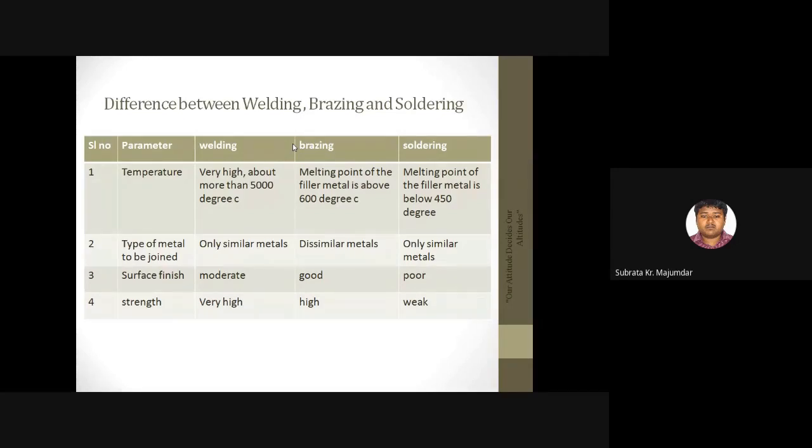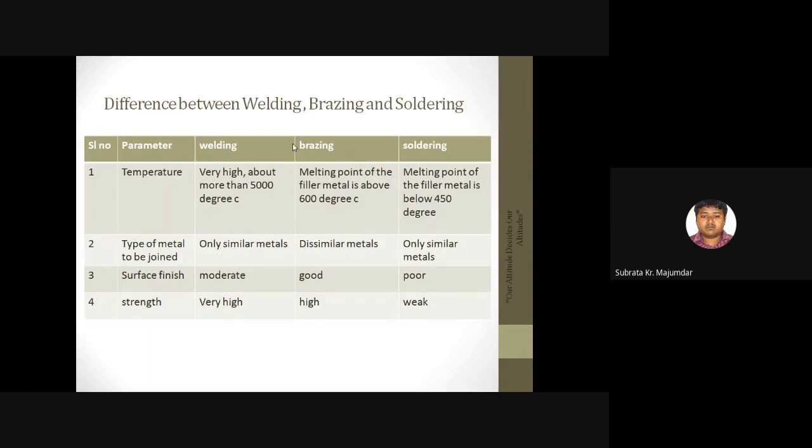Now we come to the surface finish quality. If we consider welding, the surface finish quality is moderate. In brazing, it is good. In soldering, it is very poor compared to the other two. If we compare the surface finish quality between welding, brazing and soldering, brazing gives the superior surface finish compared to the other two.